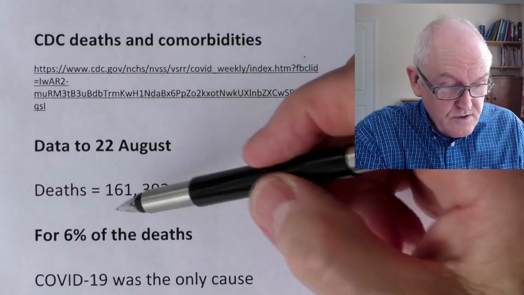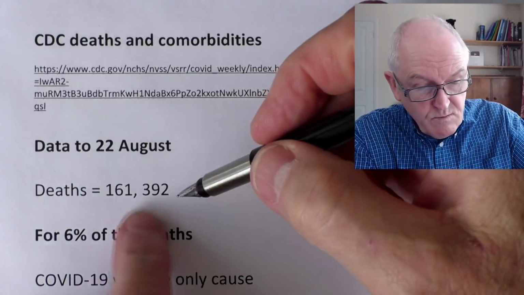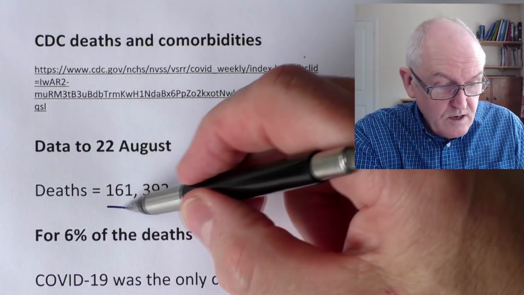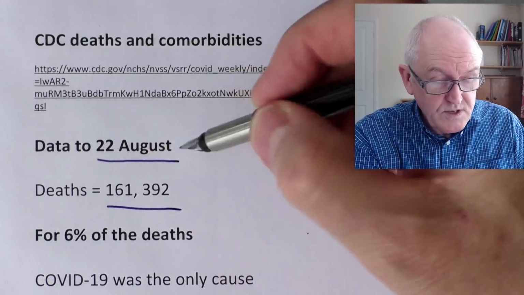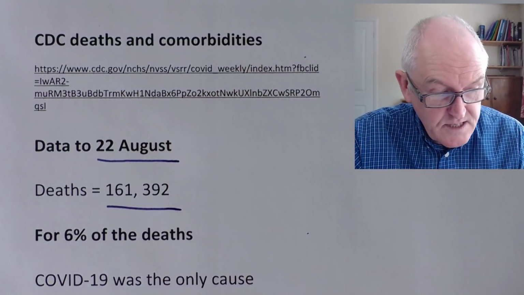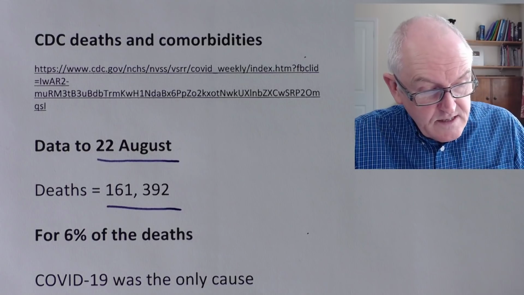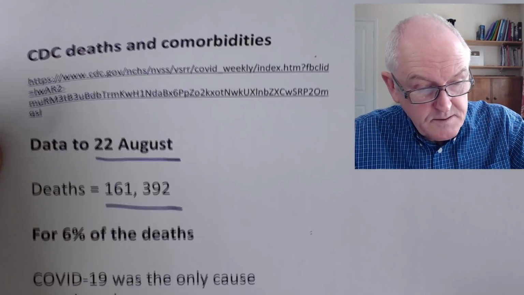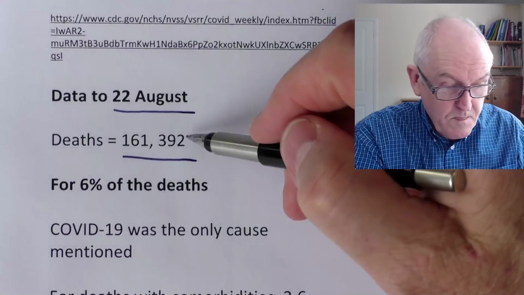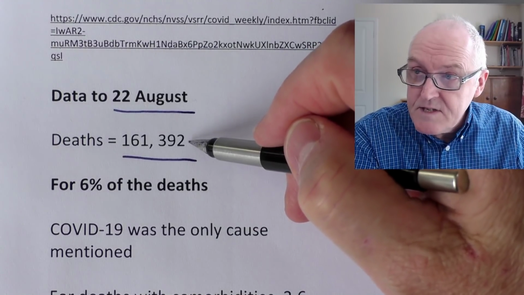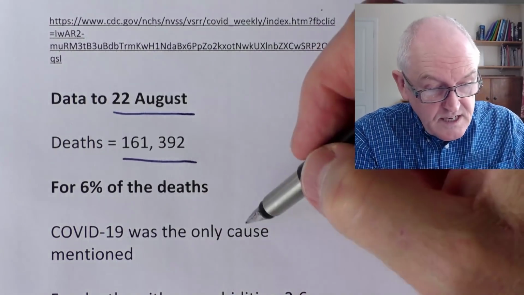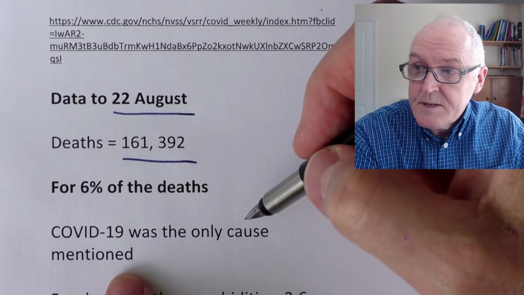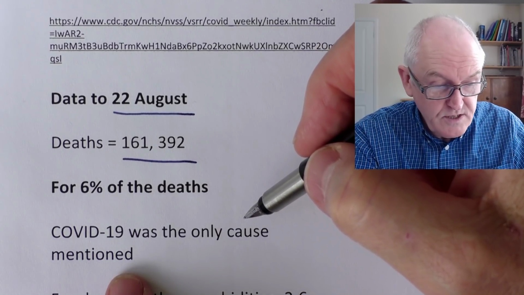And we know that there's 161,000 deaths. Actually, of course, it's more now. This was the figure up to the 22nd of August, up to which this data is being analysed. And they're saying that for 6% of deaths, so of this figure here, only 6% of this figure, COVID-19 was the only cause mentioned.